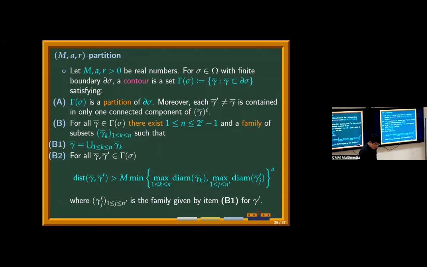This is the definition. Don't be worried, although if you just read it without any picture, it will be quite impossible to understand the notion of contours. I'm going to give you a bunch of pictures to understand how this works, but this is the definition of contours. It really requires a lot of conditions. I'm not going to read it because I'm going to study each of the items in the next few slides. But the point here is that the contour comes from a partition of the boundary of the configuration and satisfies some specific type of partition that we call the MAR partition. And this partition should satisfy this inequality.